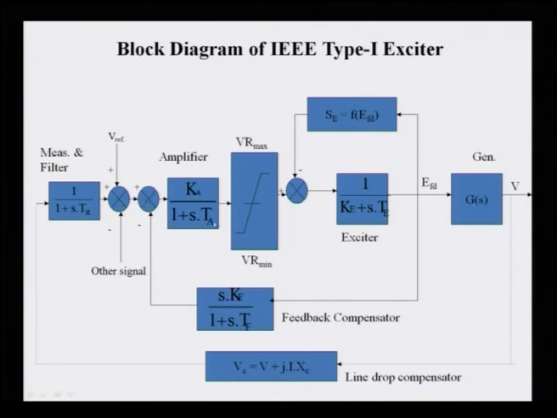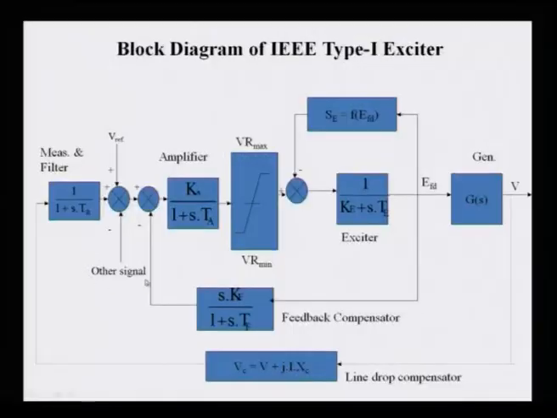Here you can see it is written "other signal." Sometimes the generator may have a power system stabilizer, which we call PSS. That signal also gives a voltage signal, and it is used to improve the dynamic stability of the system. We will not study the PSS itself, but we will see this dynamic stability. To provide better dynamic stability of the system, we use the PSS, and the PSS signal is included here to take care of that.